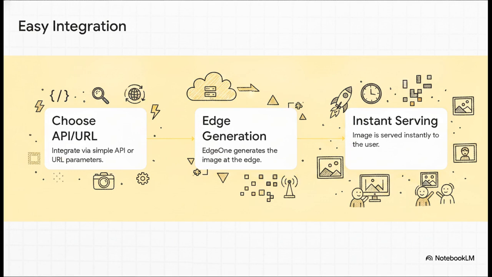For the developers behind the scenes, this is a huge relief. You can essentially say goodbye to complex back-end servers. The integration is remarkably straightforward. First, you just choose to use a standard API, or you can even generate these personalized images by simply passing parameters directly in a URL. Then, Edge One does all the heavy lifting, generating the image at the edge. Finally, that image is served instantly to the user. No messy server routing, no panicking over server loads during massive traffic spikes. It's totally designed for rapid integration, letting developers actually focus on building the product instead of wrestling with infrastructure.